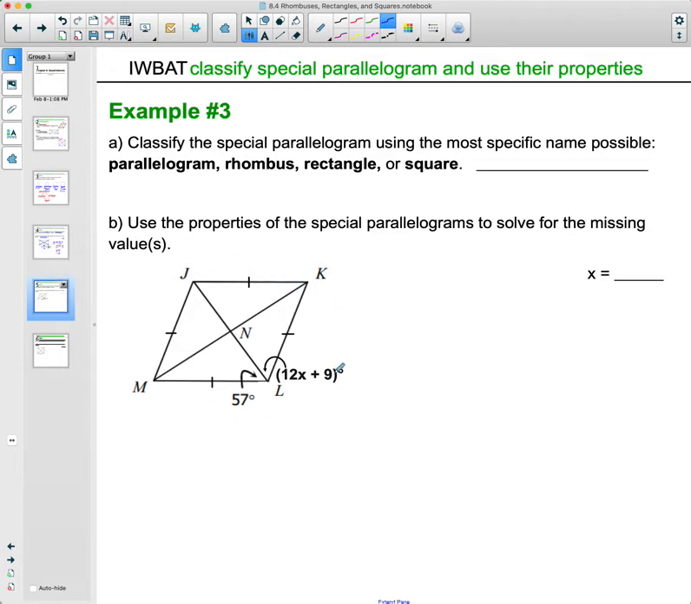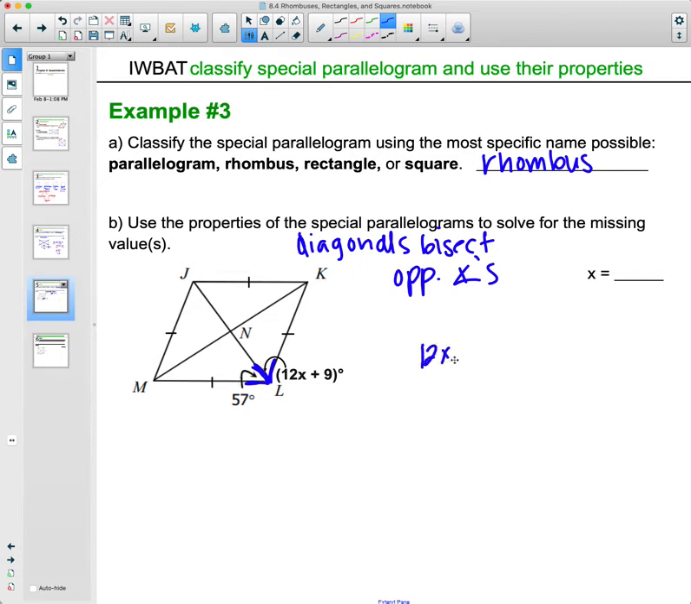Classify this shape shown here. 4 congruent sides makes it a rhombus. Then when we take a look at what we're given, these angles here. In a rhombus, remember that the diagonals bisect opposite angles. So the diagonals bisect the angles. Bisect means splits into equal pieces. So these are equal to each other.